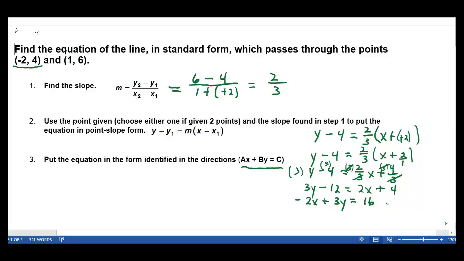Now, to have it in standard form, remember, a, b, and c are integers, in which they are in this case. But the only problem is that our leading coefficient is negative. So what we're going to do to change that is to multiply the whole equation by -1, which essentially just changes the signs for each term. So this becomes 2x minus 3y equals -16. So that's the standard form of the equation.